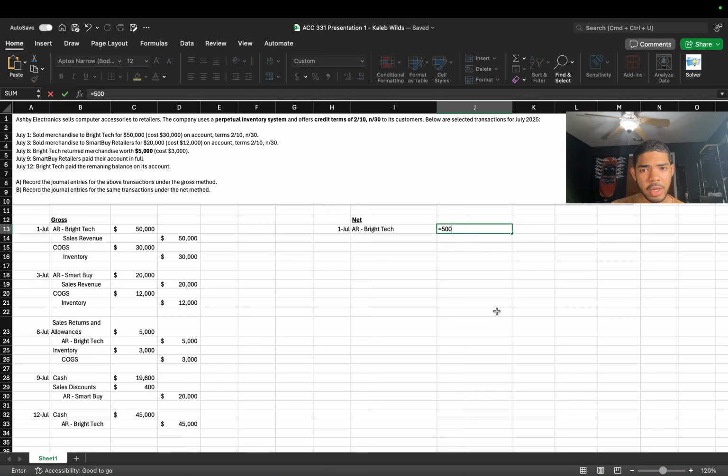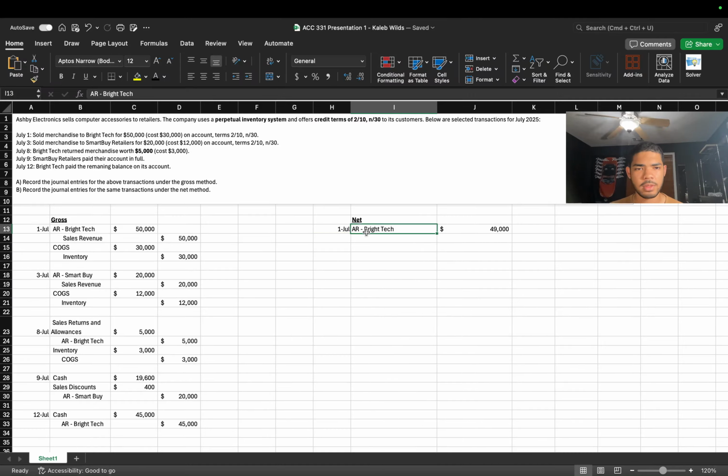They bought 50,000 on account, but again, we're going to net that of the discount. So we're actually going to only have them pay 98%, at least right now. So that's going to leave us 49,000. And then sales revenue has to match. And then because we are still doing the perpetual, cost of goods sold has to be updated. And then inventory has to be decreased by the same amount.